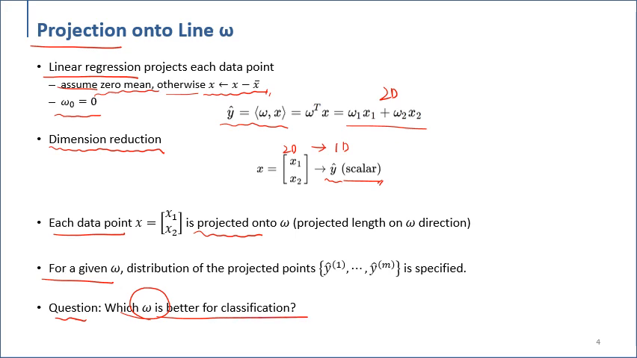And from the previous slide, in graphical ways, we know that the omega that separates the original values with minimum overlap, or maximally separates the data, is the best. Then the question is, how can we find that?